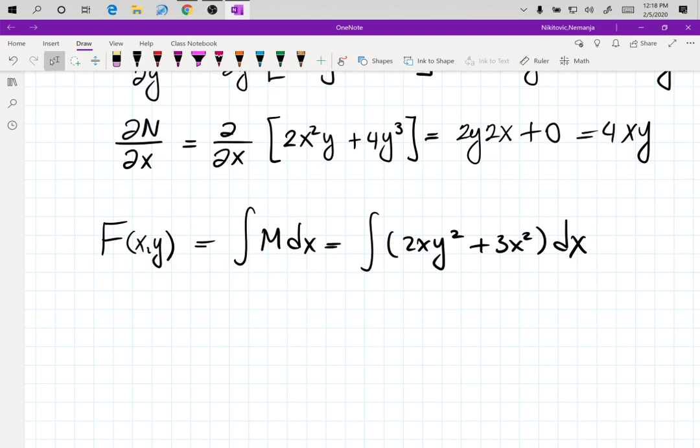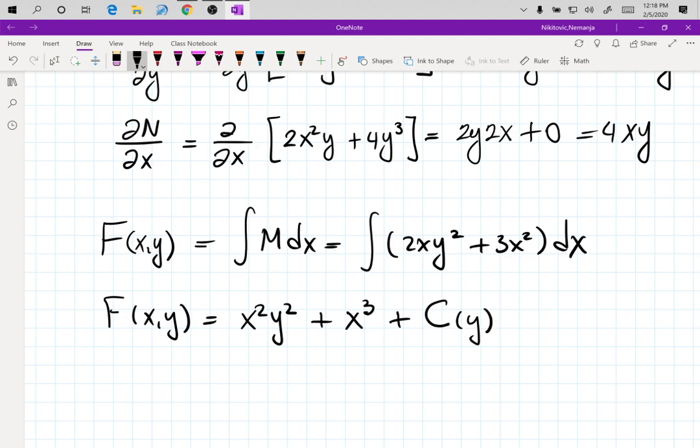Now, x is a variable. Just integrate. You know how to integrate, right? F of x,y is equal to x squared over 2, so it's going to be x squared y squared, plus x cubed, because it will be x cubed, plus c as a function of y. Ooh. What do you mean constant is a function? Welcome to partial derivatives and partial integrals, okay?